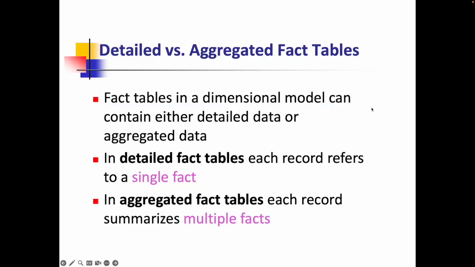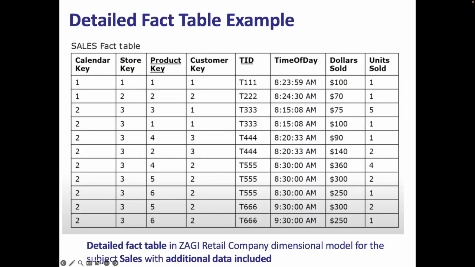And we can have detailed or aggregated fact tables. So there are 2 types of fact tables, and they are different with different purposes. If you use a detailed fact table, it means that each record or each row in your fact table is representing a single fact. So this is very much detailed. While in an aggregated fact table, each record summarizes multiple facts. So let's see what is the difference, and then I'll let you go.